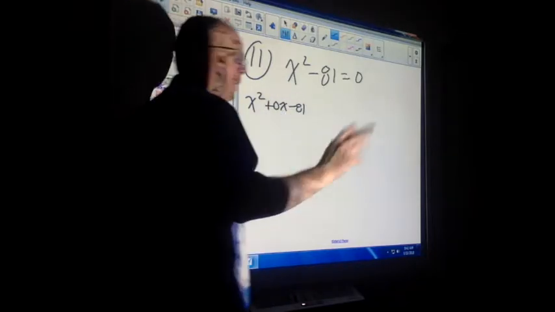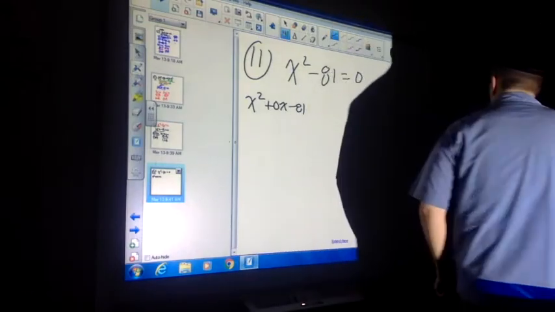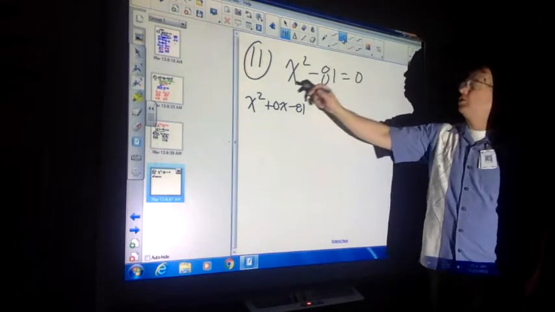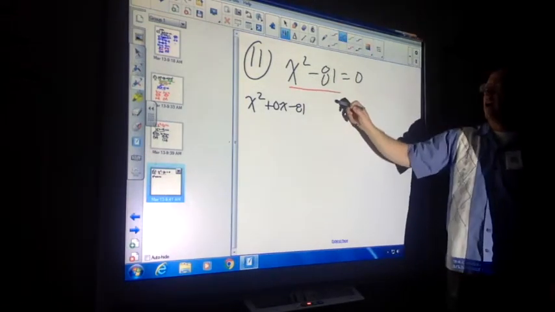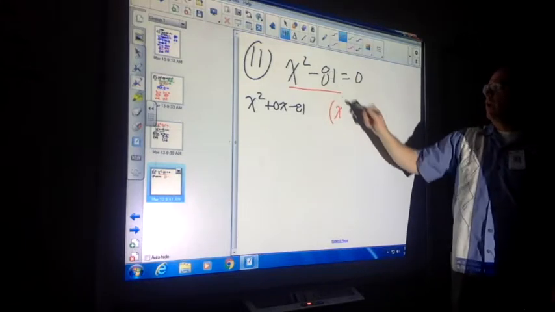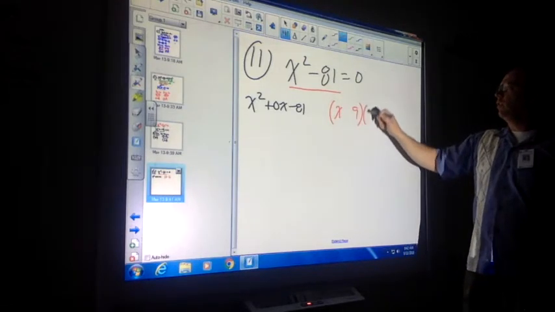Oh, I could do that. Or you could recognize that this is the difference of 2 squares. So you take the square root of x squared, which is x, the square root of 81, which is 9, and you list it twice.